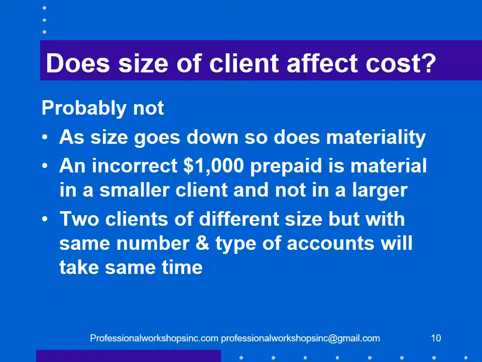The other thing I think is, if you had two clients that are of a different size, but they had the same number and type of accounts, that will take the same time to review. If they're identical in all respects, just add a 0 to every number. They're going to take the same time to review. The financial statements will take the same time to draft. So size doesn't affect it. Complexity might, but size probably not, or only a very small effect.